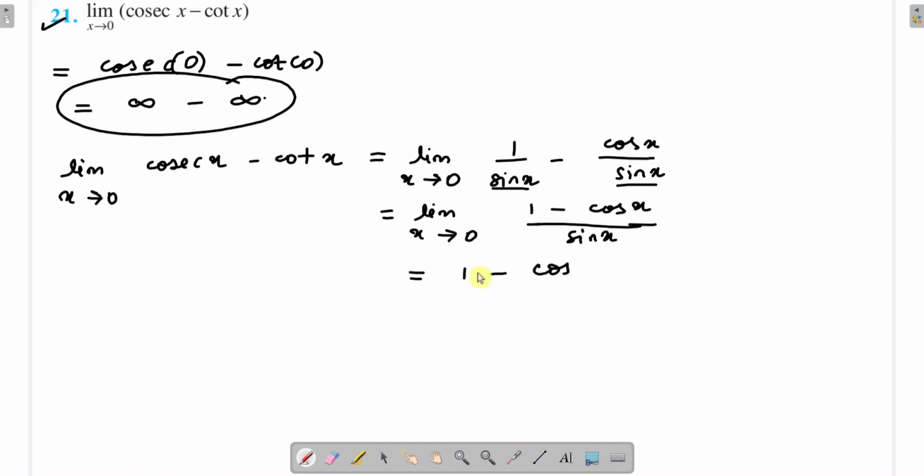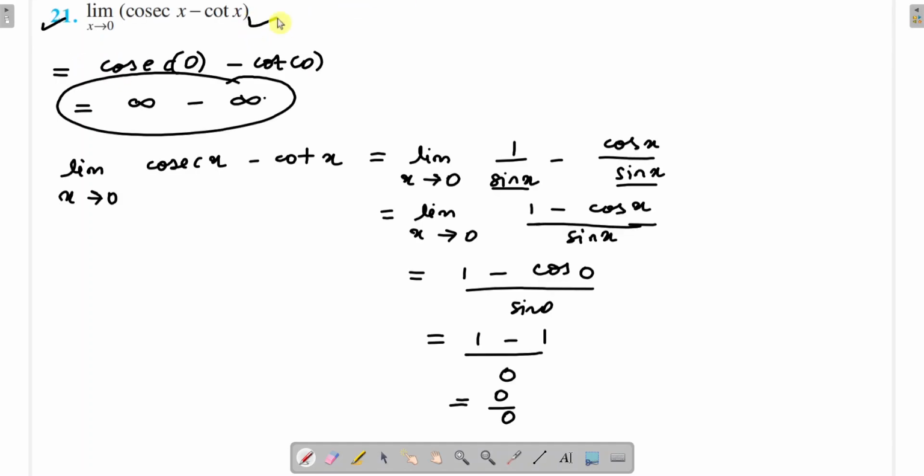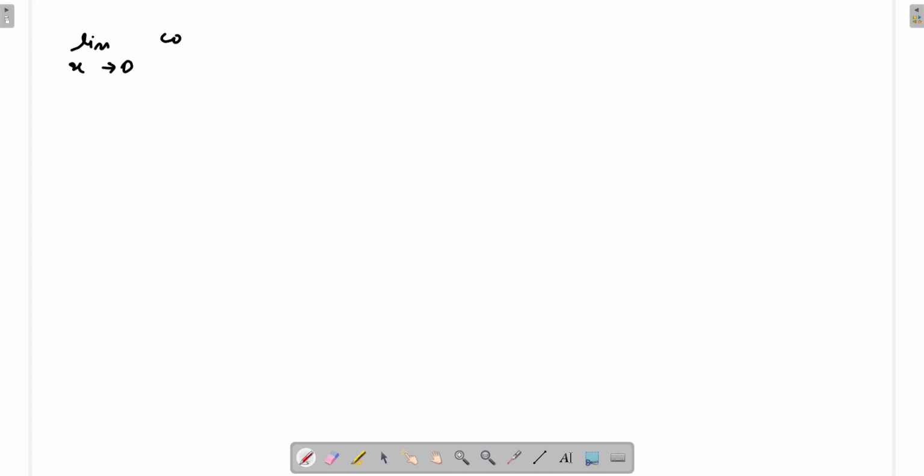Now let us evaluate and see. 1 minus cos 0 divided by sine of 0. So 1 minus cos of 0, that is 1, divided by sine of 0, which is 0. That is nothing but 0 by 0. So 0 by 0 you are getting here. Now you know what to do. Start with the problem again, but you don't have to start with the original problem. Start with this limit. Yes, you can always write the original problem here.